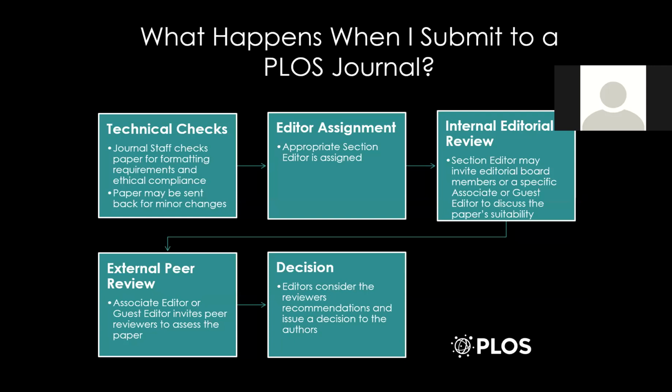So what happens when you submit to a journal? This is an example of what happens when you submit to a PLOS journal. The first thing the paper undergoes is technical checks. The journal staff checks for formatting requirements and ethical compliance. And the paper will be sent back for minor changes if you don't meet those requirements.